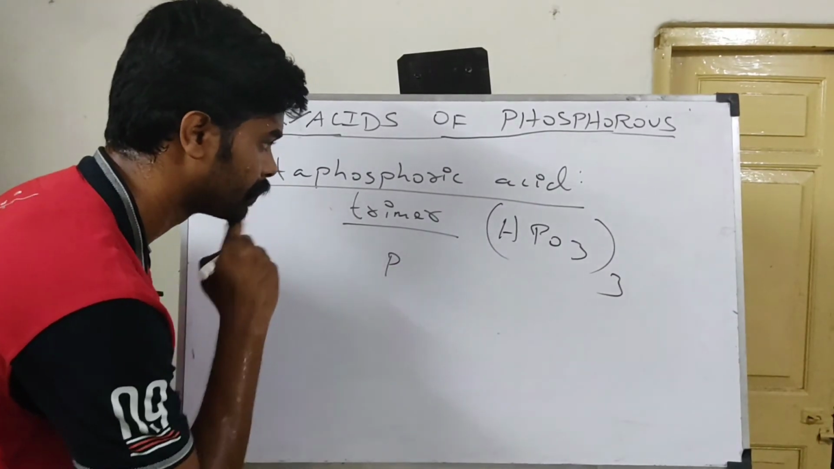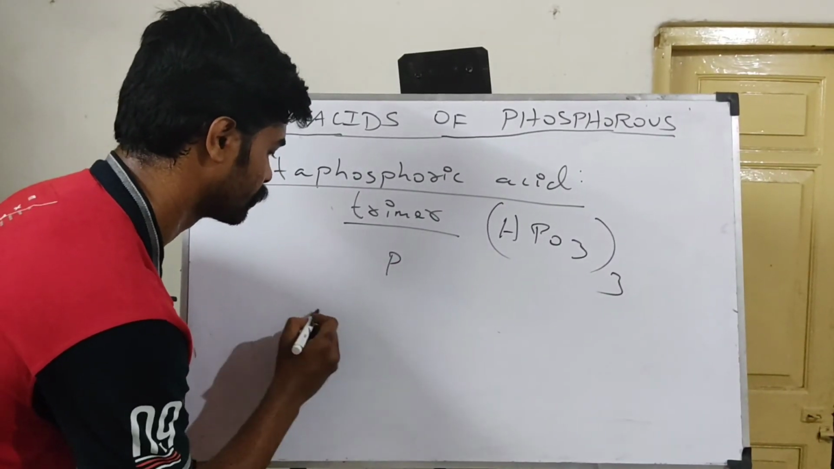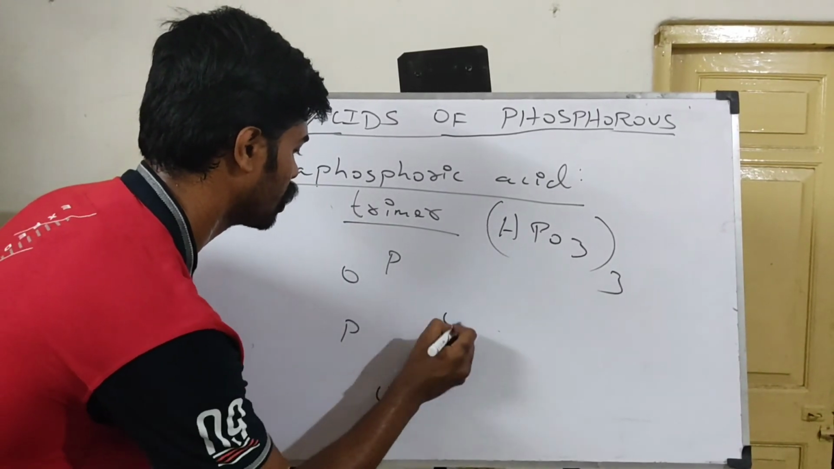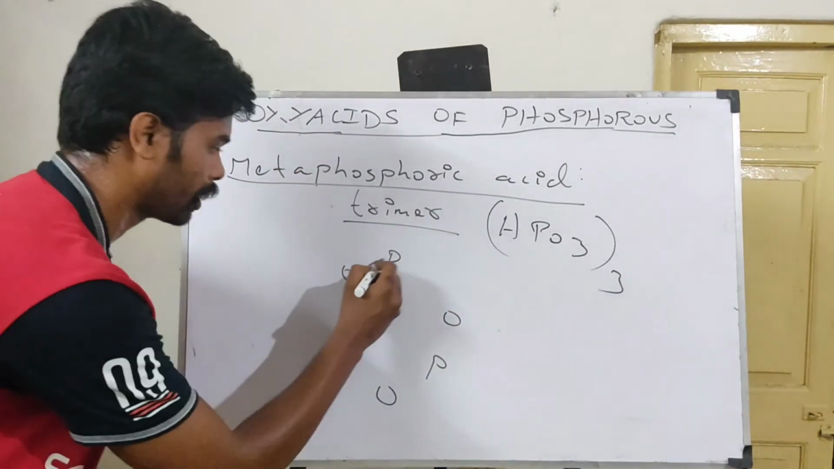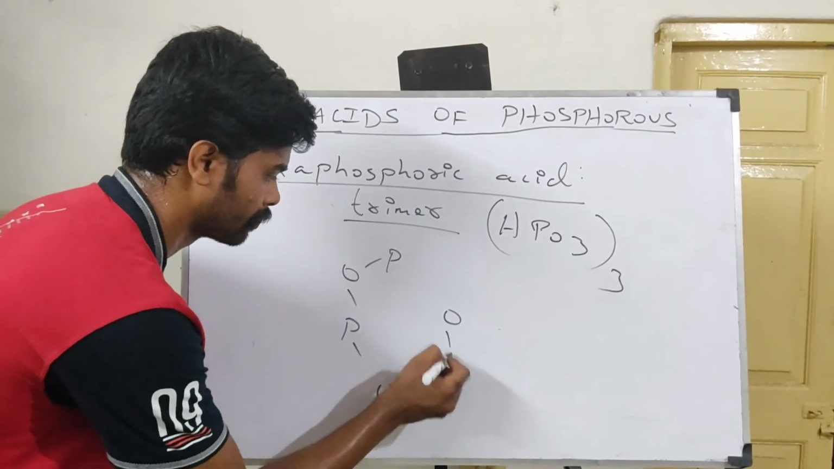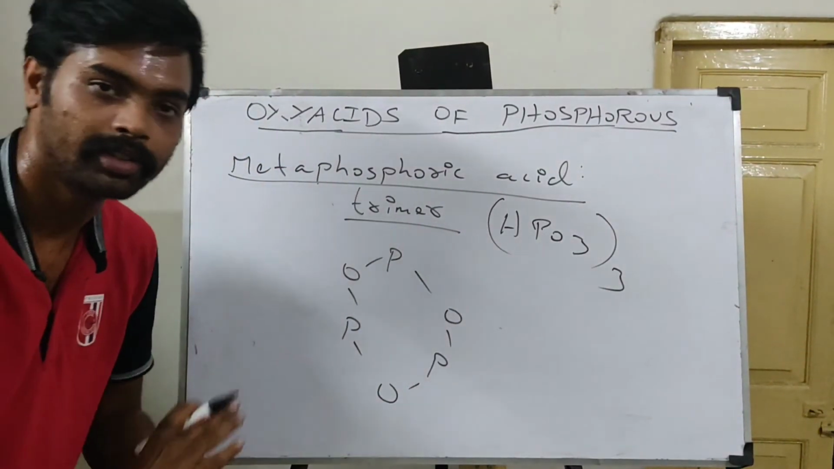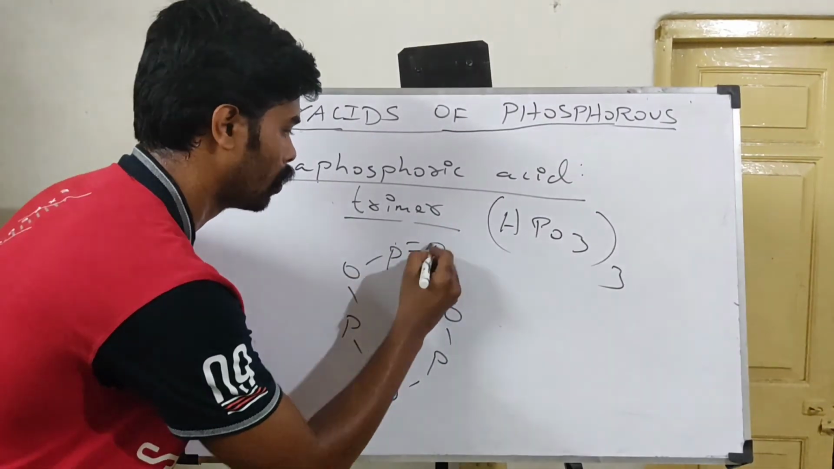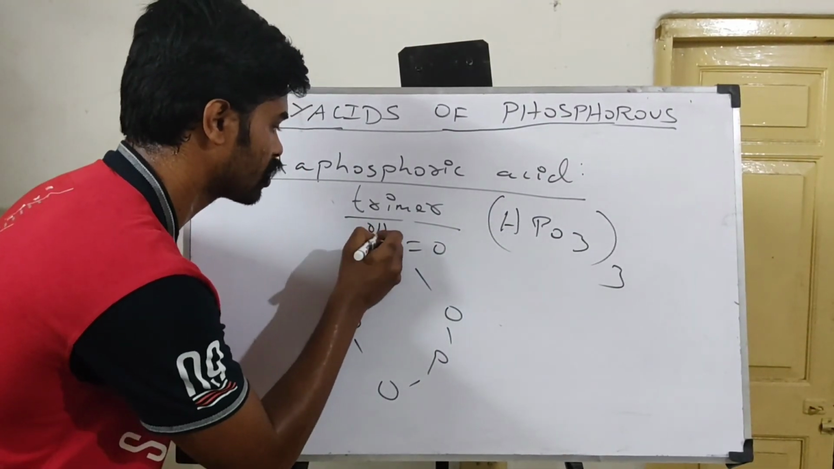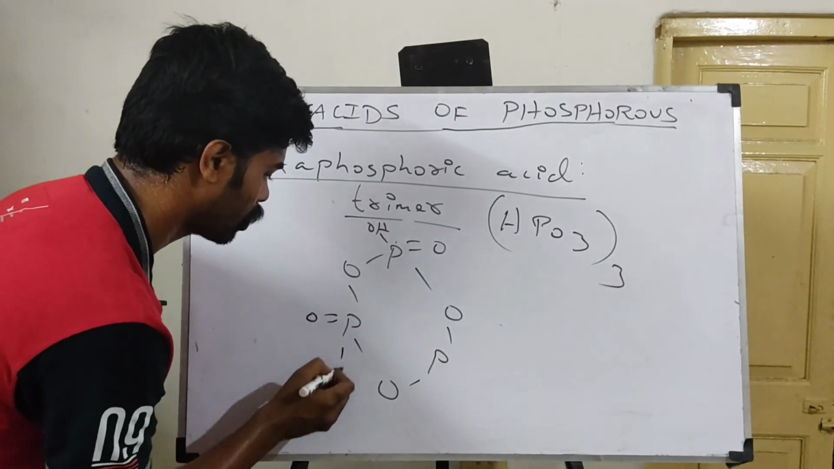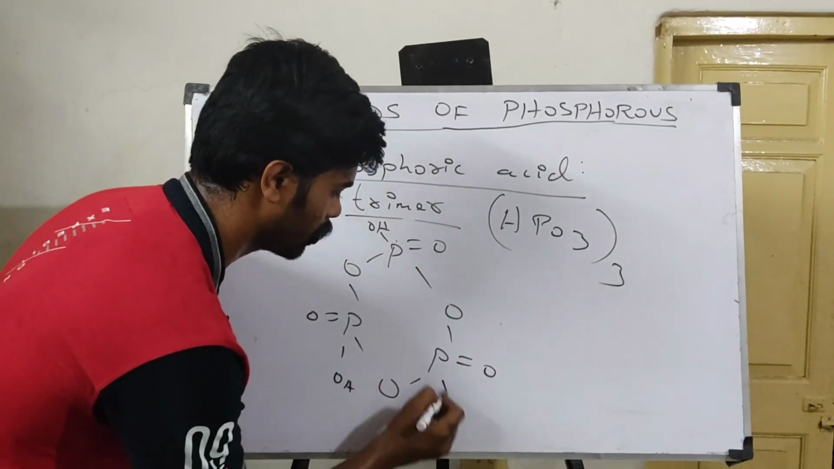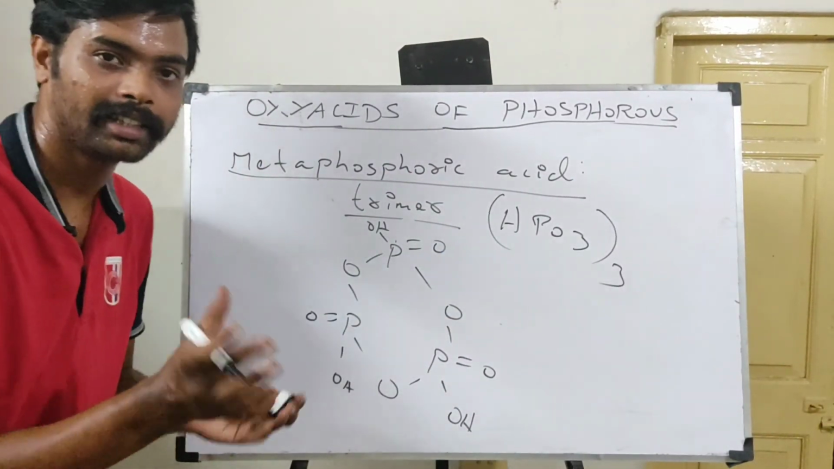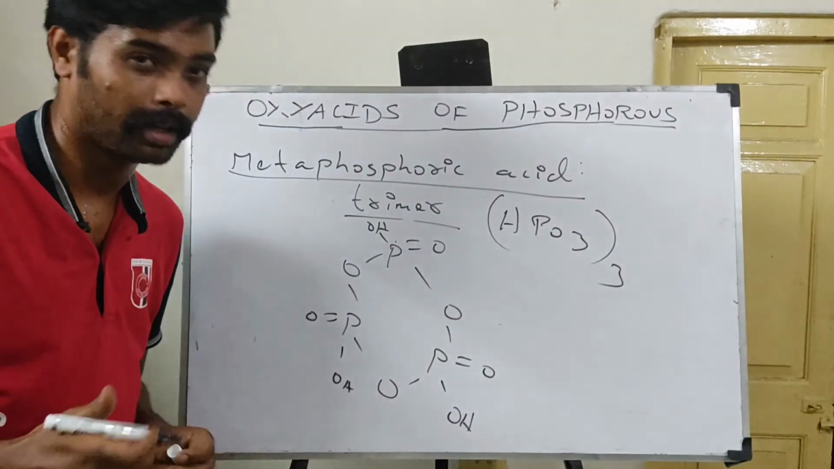So P, O, P, O, P, O, something like this, and I'm going to attach them all, right? And all the other rules stay. Each phosphorus atom will have one P=O and one OH, again one P=O, one OH, one P=O and OH. Very simple, right?